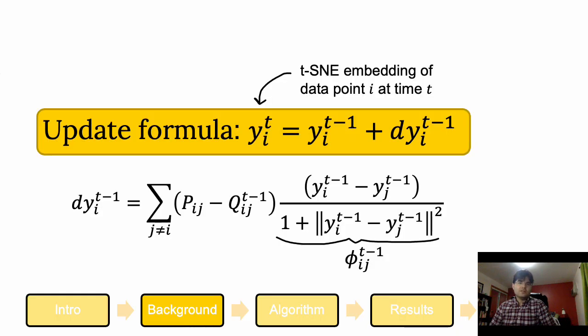To be specific, the update formula you will find below. y_i of t is the t-SNE embedding of data point i at time t. And we compute it by taking the previous iteration and then adding this dy_i of t minus 1 term. And that dy_i of t minus 1 term, you will see, is basically just a sum over all pairs of points of the difference between P and Q, weighted by the distance between the embeddings. And we've rewritten that as this phi_ij of t minus 1. And you will see that reoccurring throughout this presentation.